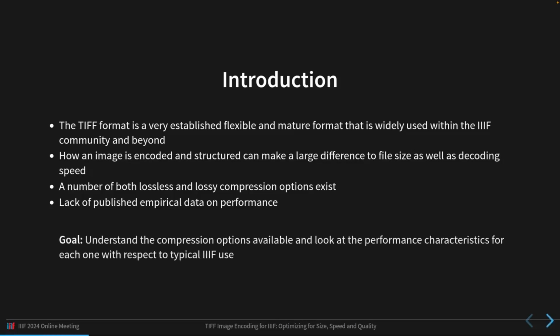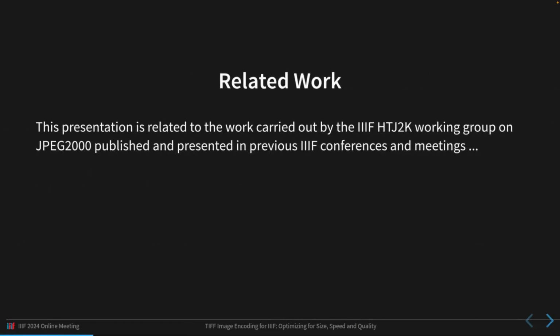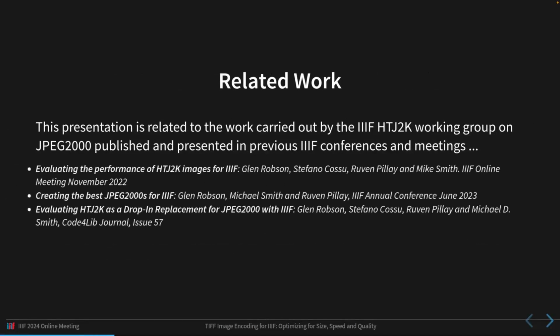So the goal of this talk is to look at the compression options that are available and to look at the performance characteristics for each one with respect to typical IIIF use. The presentation is related to work carried out by the HTJ2K working group, which looked at JPEG 2000 and published and presented in previous IIIF conferences and meetings, looking at the performance characteristics of HTJ2K and also on how to encode JPEG 2000 optimally. So if you're interested in JPEG 2000, please check out these references.